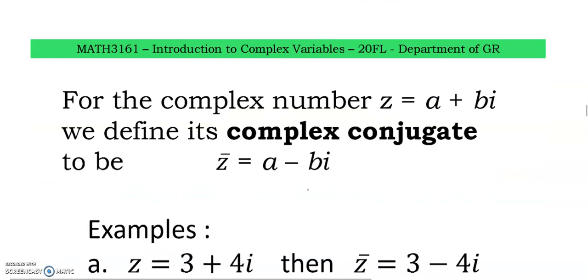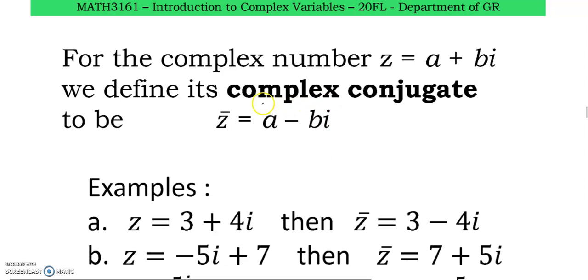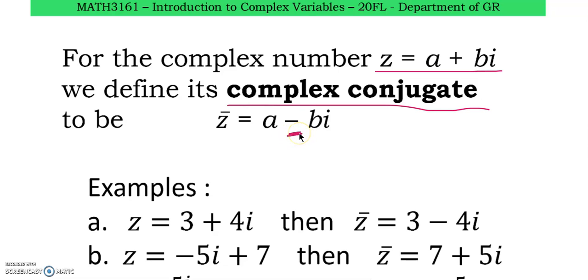Now we will see how to write the complex conjugate. What is the complex conjugate? Generally we write any complex number as z is equal to a plus bi. This is the notation. How to write the complex conjugate? The complex conjugate is z bar is equal to a minus bi, which means you have to change the sign of the imaginary part in the given complex number.